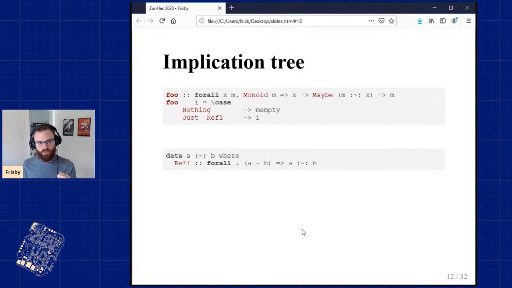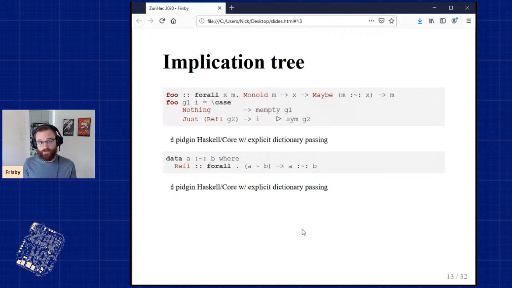Basically, we're taking an I value that, if we know that m is equal to x, if we have a proof of that, then we can return I. Otherwise, we default on mempty from Monoid for some sort of default response. And here we're relying on the Refl constructor, which carries a coercion. So if we know that m is equal to x, then we'll have some evidence, and that's carried in this Refl constructor. And that's what we'll rely on in foo in the Just branch.